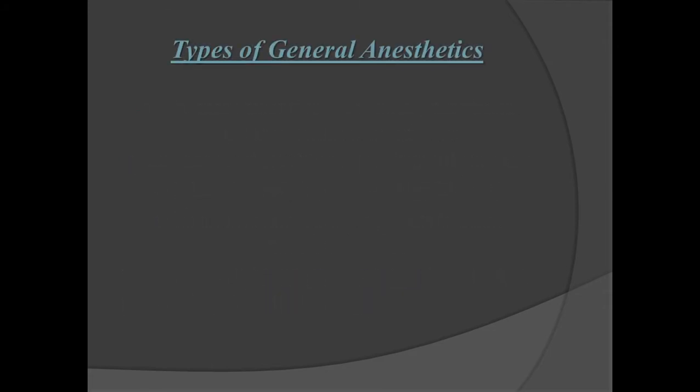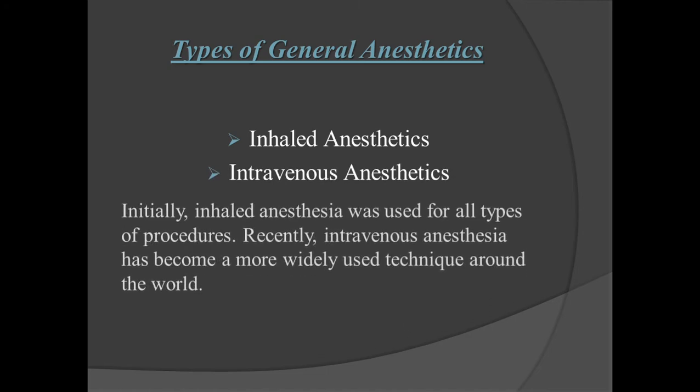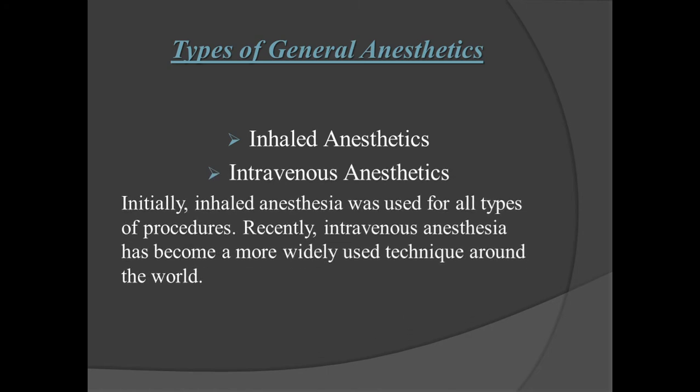What are the various types of general anesthetics? There are two types of general anesthetics. One is inhaled anesthetics, the other one is intravenous anesthetics. Initially, only inhaled anesthesia was used for all types of procedures, but recently, intravenous anesthesia has become a more widely used technique around the globe.